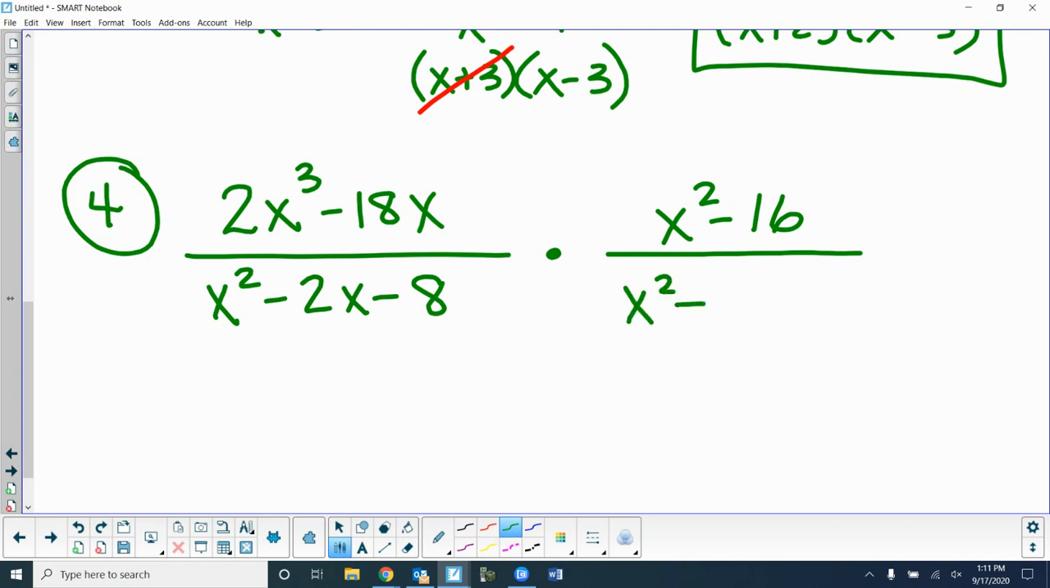Right, Chris? And Chris? Got 2 Chris's. Remember to flip. Okay? So once we've got it flipped, and as a multiplication problem, we're going to do what we've been doing.